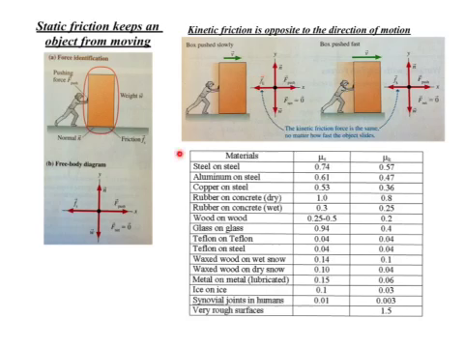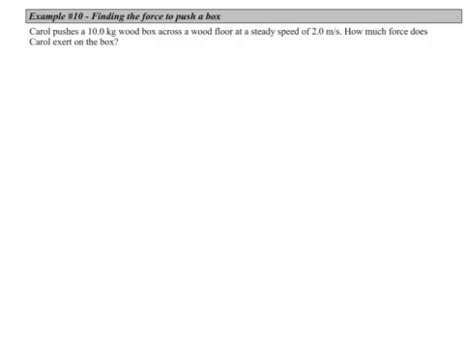Now, different materials have different coefficients of friction, and here's a table of various coefficients of friction. It should be there in your reading packet. So let's take a look at an example, the force to push a box. Carol pushes a 10 kilogram wood box across a wood floor at a steady speed of 2 meters per second. We want to know how much force does she exert on the box.